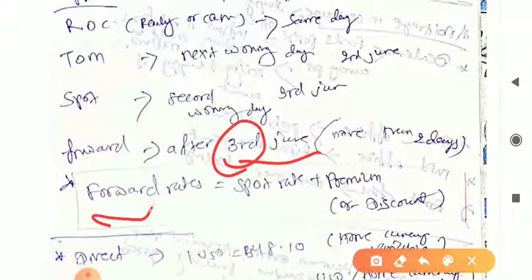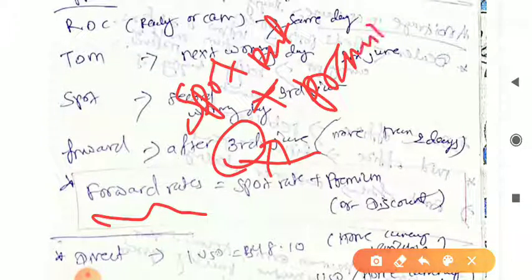And how do we calculate forward rates? The forward rate formula is spot rate plus premium, or if you are considering a discount, spot rate minus discount. Premium will be added to the spot rate for the forward rate and the discount will be subtracted, then we can easily get the forward rates. The base is the spot rate.